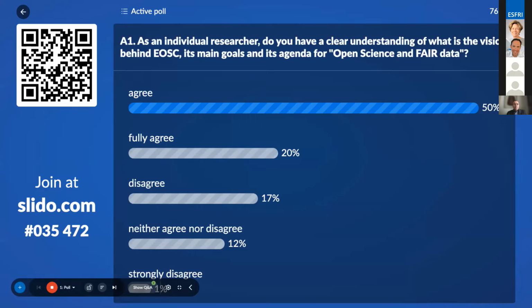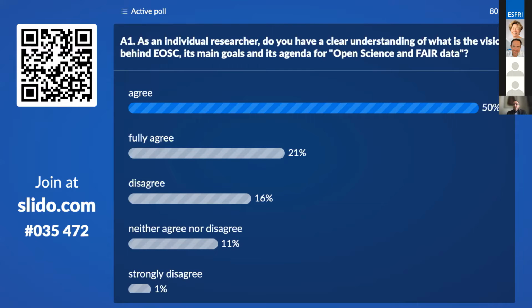Okay, we'll get the results already. So about half of the people have a clear understanding. So I fully agree, it is actually 71% that have a clear understanding. And yes, I guess it's about 70-30 or thereabouts. So there is still some work to do about this.